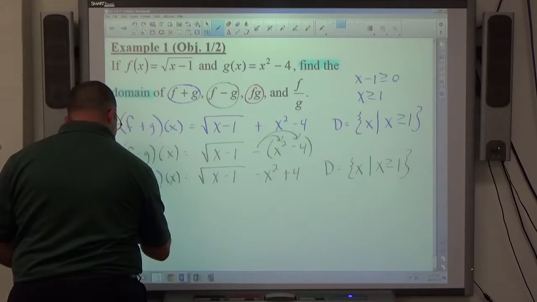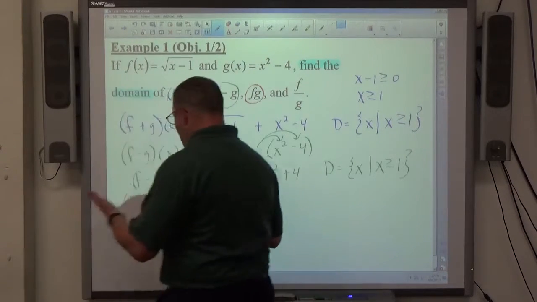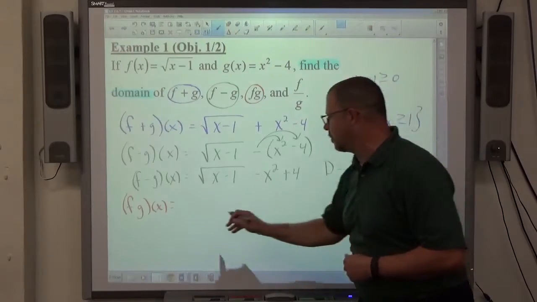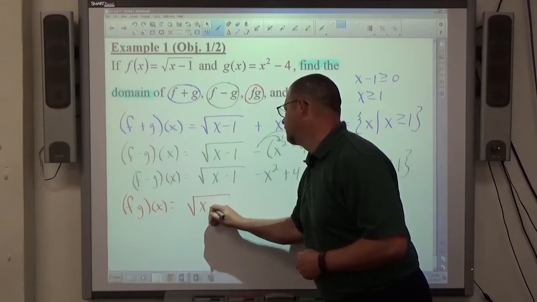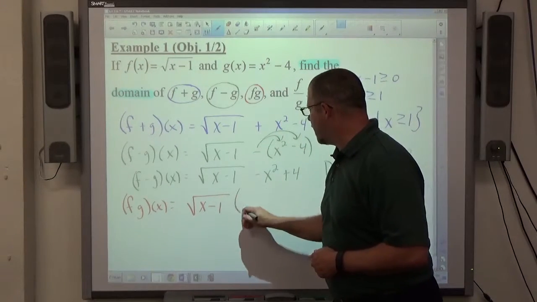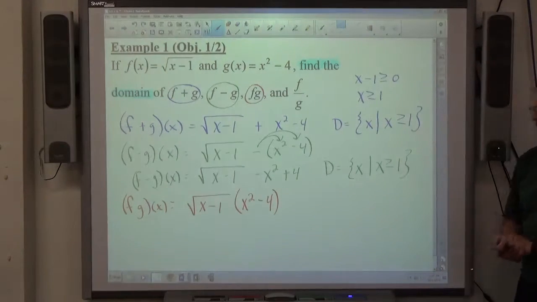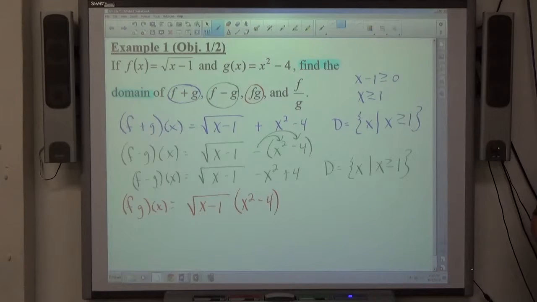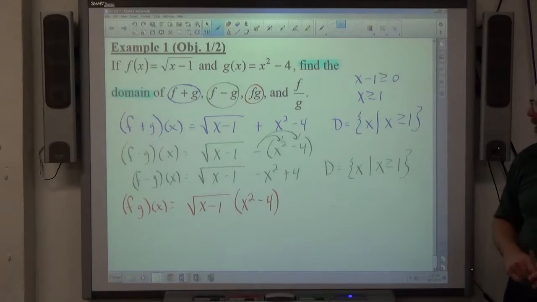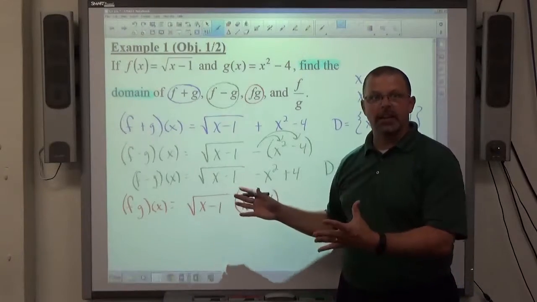f times g of x simply means take what f of x is, which is the square root of x minus 1, multiply it times what g of x is, that's x squared minus 4. I could multiply the square root of x minus 1 through if I really felt like it, but I don't. I think that's simple enough in my opinion. Notice that the radical is acting like parentheses.